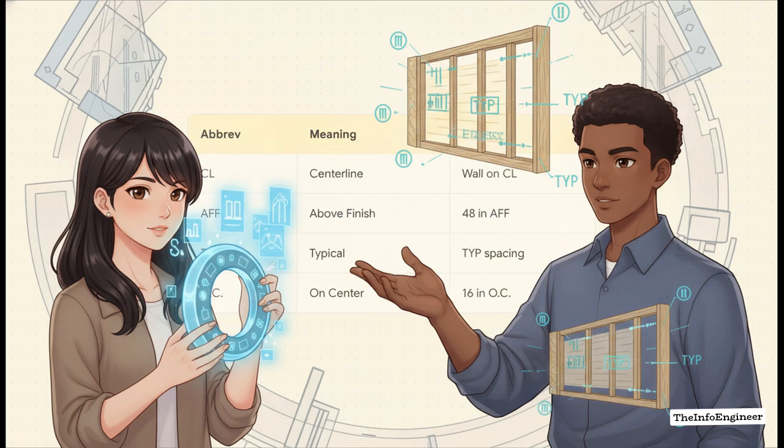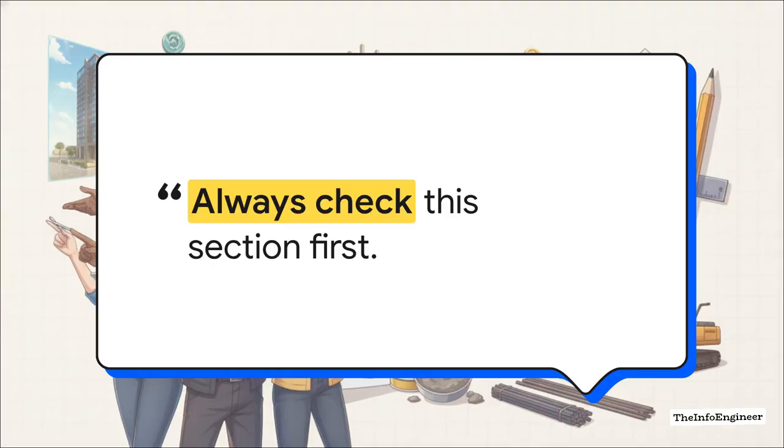And OC means on center, which simply tells you the exact measurement between the center point of one stud or rebar to the next. Actually, I really cannot stress this golden rule enough. Always read the general notes first. Before a single line is even drawn on the page, this sheet is dictating the absolutely critical rules for the entire project. It's telling you the required compressive strength of the concrete in PSI, the exact grade of steel you have to buy, and the assumed soil bearing capacity for the foundation.